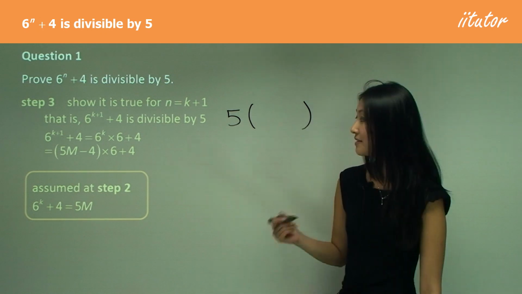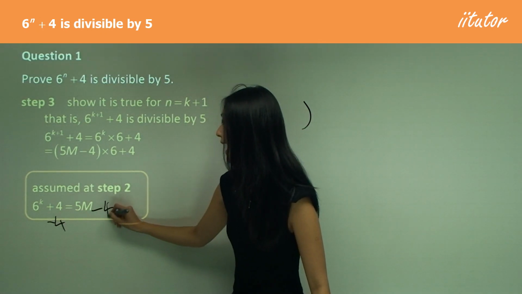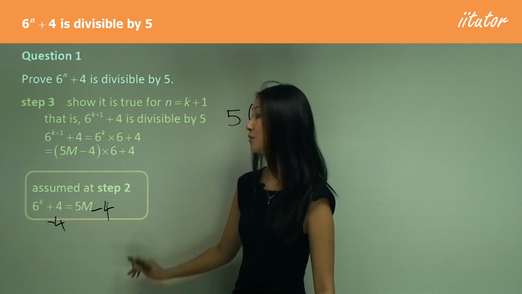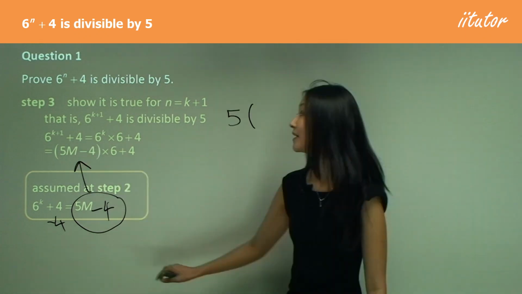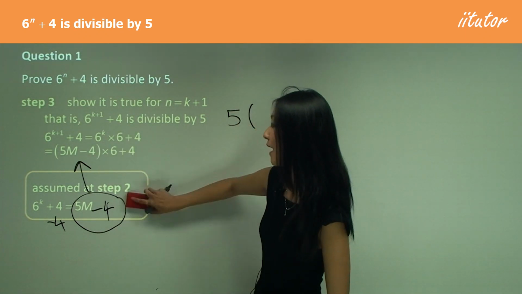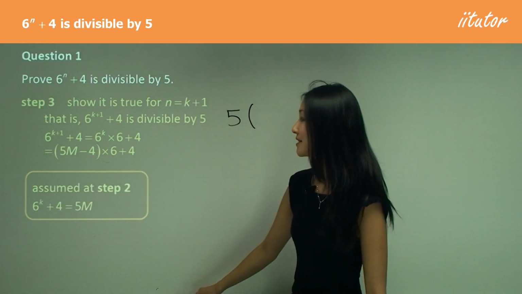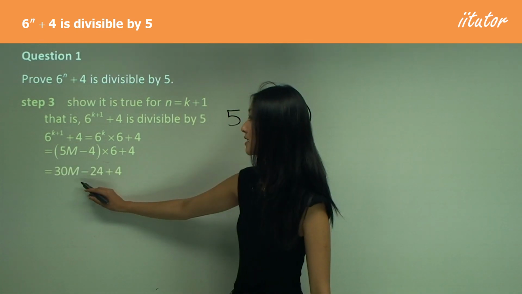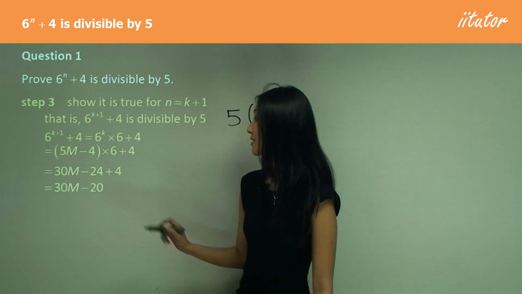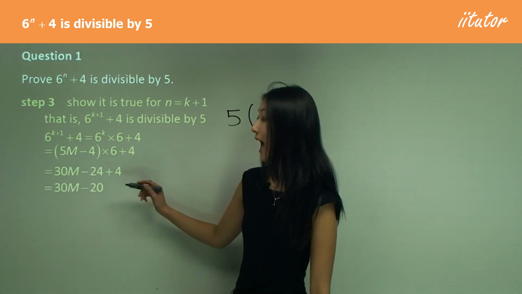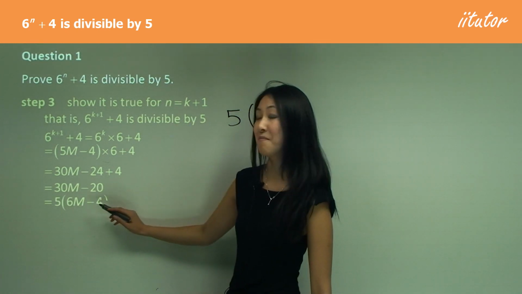You can see that if I subtract 4 from both sides, I get that 6 to the power of k equals 5m minus 4, which is what I've substituted in here. So instead of 6 to the power of k, I've written 5m minus 4. And now I just want to expand that. So 5m times 6 gives me 30m. Negative 4 times 6 is minus 24, plus 4, which is 30m minus 20. And factorizing out 5, that leaves me with 6m minus 4.